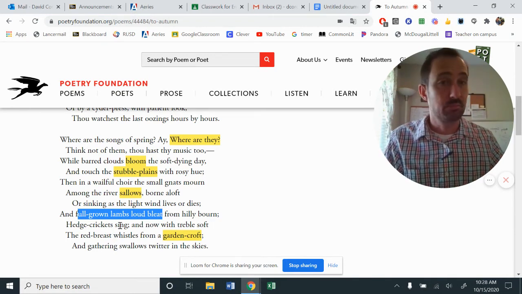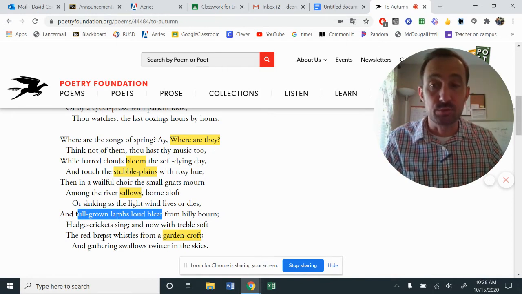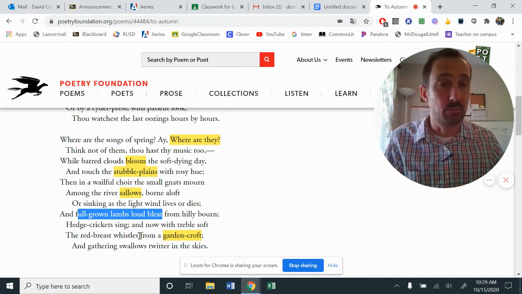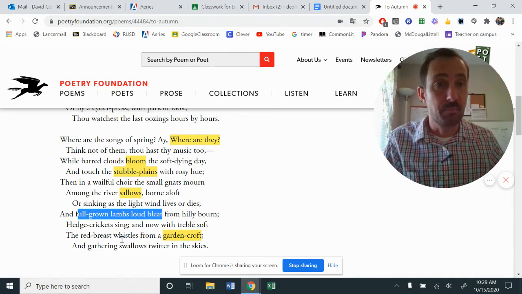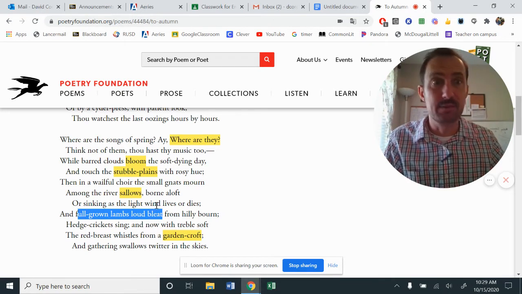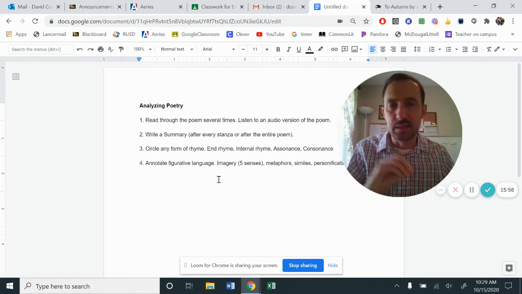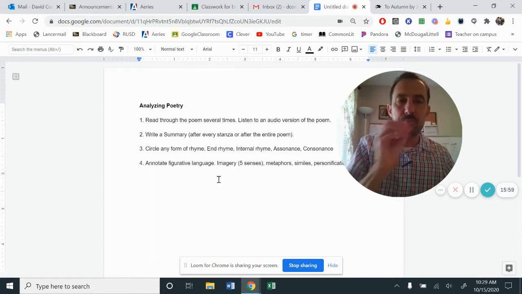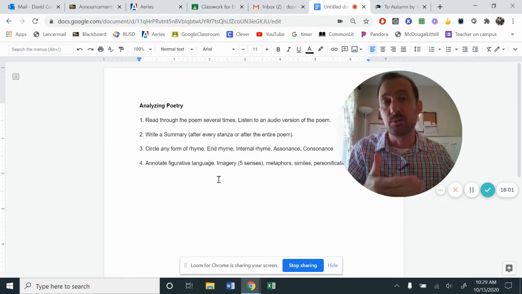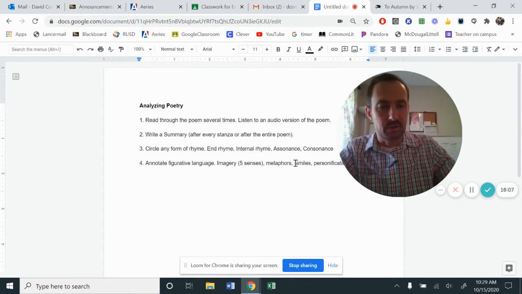Hedge crickets sing. You can hear crickets in the background. So already I've got a lot of sounds. There's the redbreast whistles, so the red-breasted robin or sparrow, okay? That would be another bird that I hear. So there's three different sounds that I have right here. There's a lot of noise happening in this very last stanza on the farm, okay? So I want to annotate that. I want to mark those down. I want to highlight, circle, however I'm going to mark it up and make notes off to the side so that I'm able to come back to it later and know, oh, this paragraph's talking about sound, okay, or whichever.